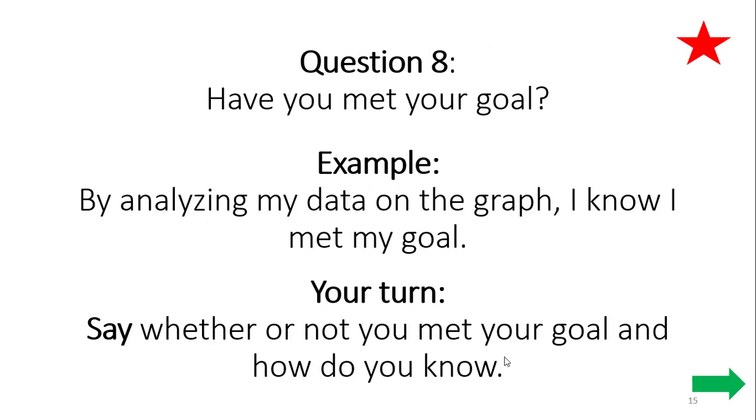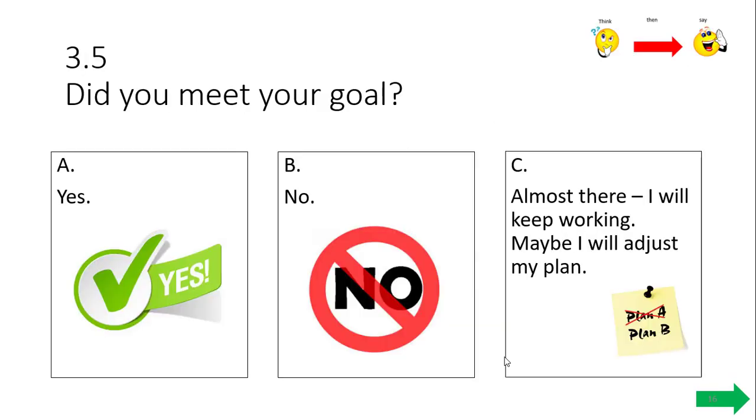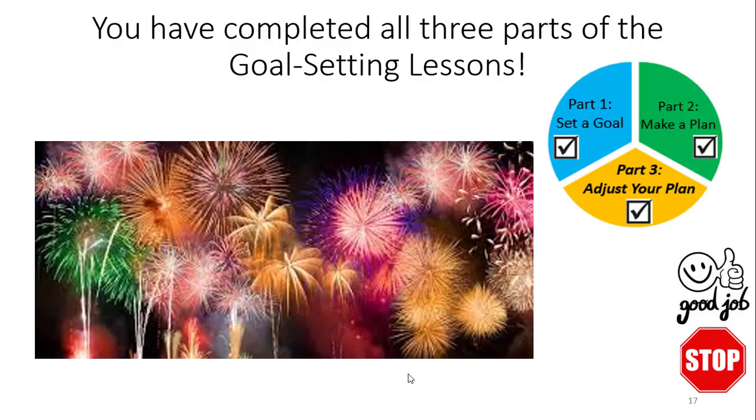Then last question. Have you actually met your goal? So the example I put here to answer this question is, by analyzing my data on the graph, I know that I have met my goal. Your turn now. Say whether or not you have met your goal, and how do you know that? If you need more time, press pause. So now when you see this question on your probe later, you'll know that did you meet your goal? From now on, you'll start clicking on yes, you did. You have the data to support that. You've met your goal.